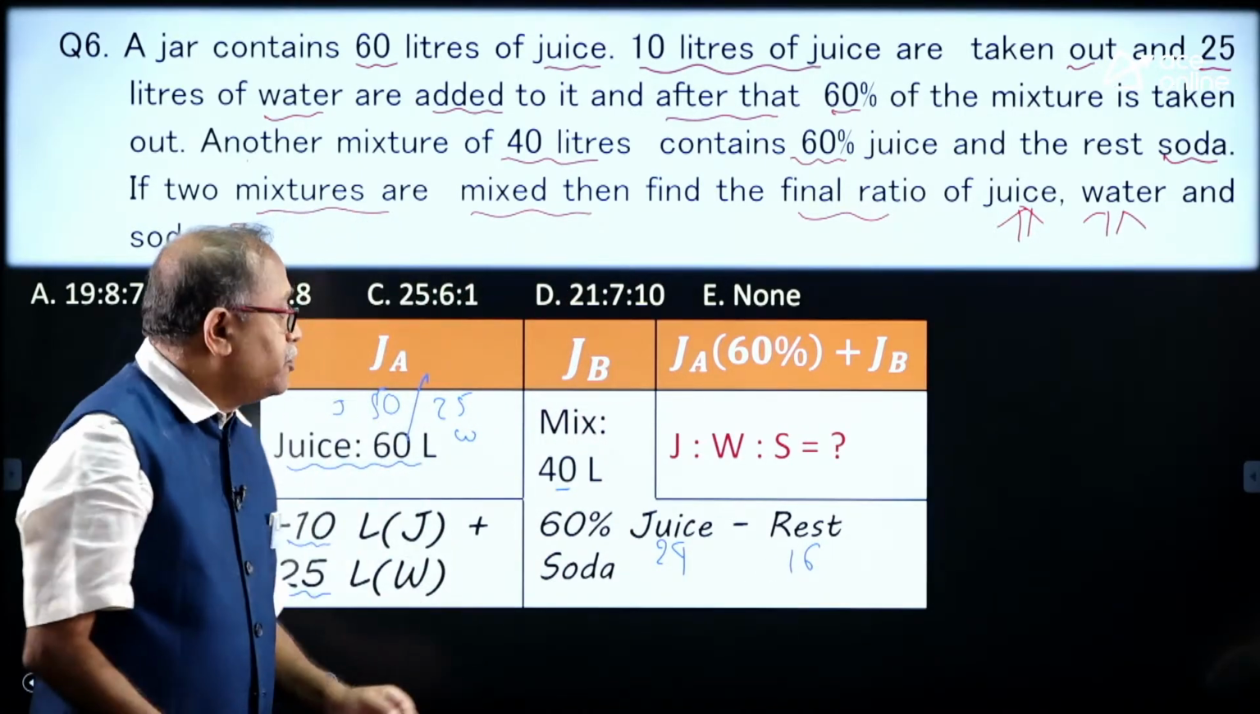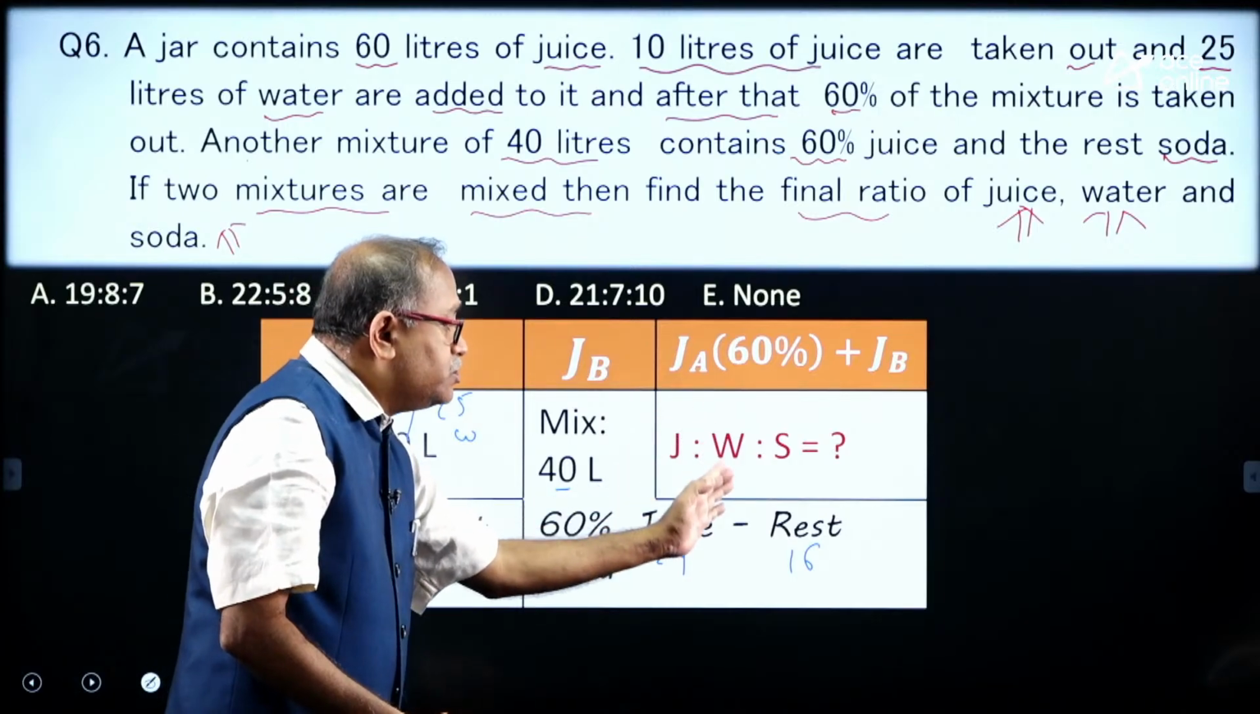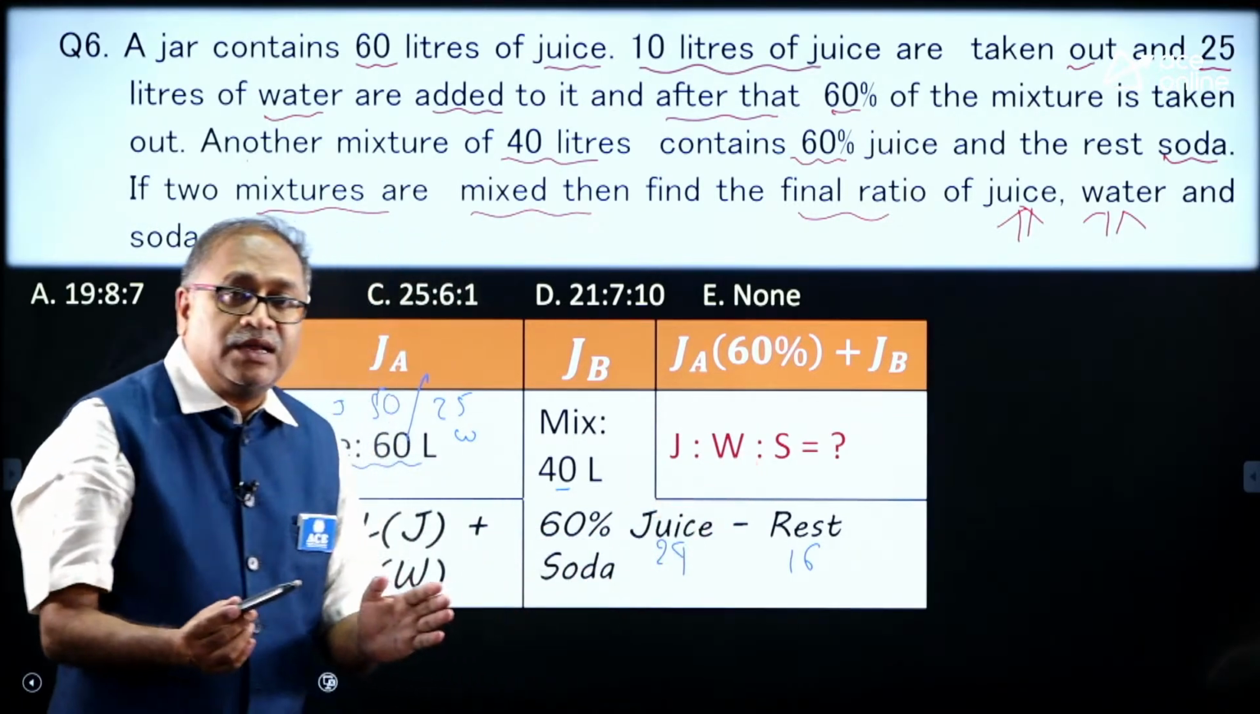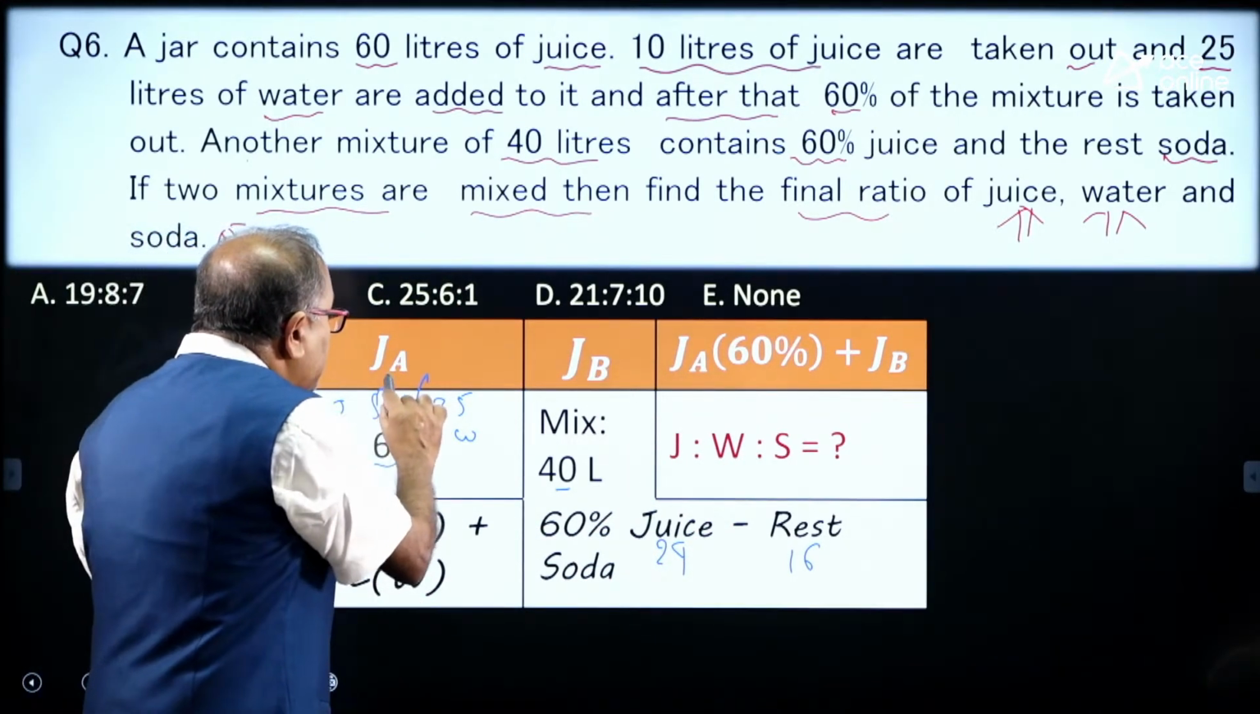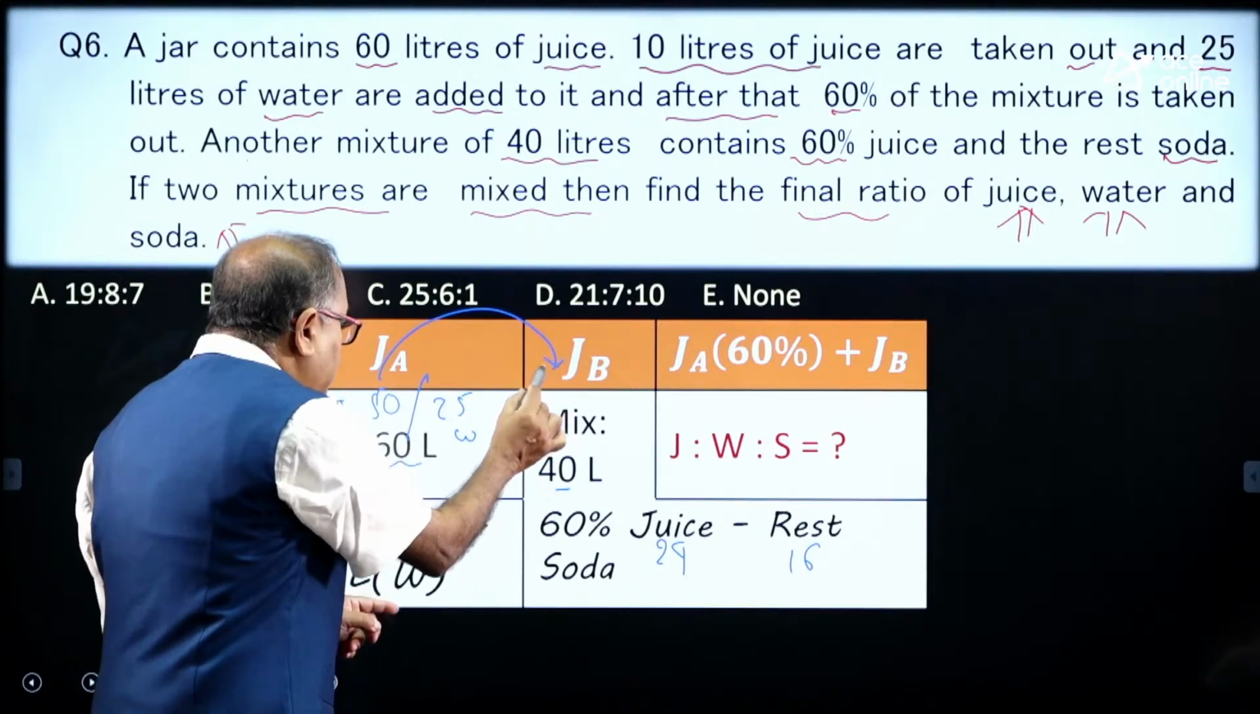You are asked to find out what will be the ratio of juice, water and soda if 60% of this is taken and mixed with this.